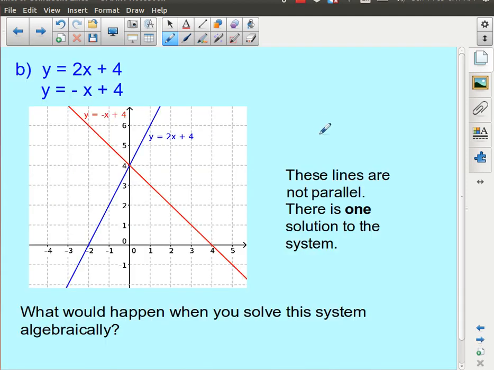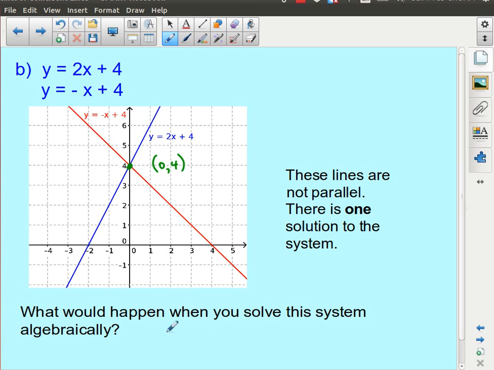Okay, second example. y equals 2x plus 4 and y equals negative x plus 4. The graphs are shown. 2x plus 4 has a slope of 2 and an intercept of positive 4. Negative x plus 4 has a slope of negative 1 and an intercept of positive 4. So this one has a solution. It has a solution at this point of intersection that has an x value of 0 and a y value of 4. The lines aren't parallel. We get one solution to the system.